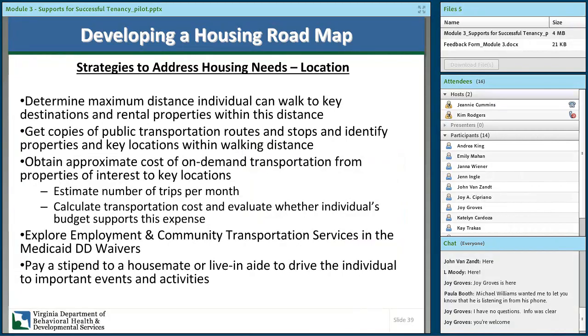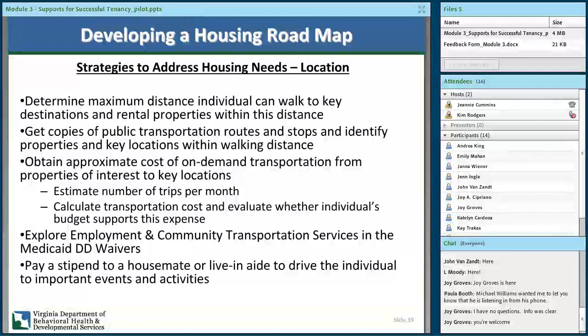Now let's examine location as a key housing need. Some individuals have to live in specific locations because they need ready access to certain destinations, such as a job, school, medical care services, or family who provide natural supports. Others need to be on a regular or accessible public transportation route so they can get to these key destinations.